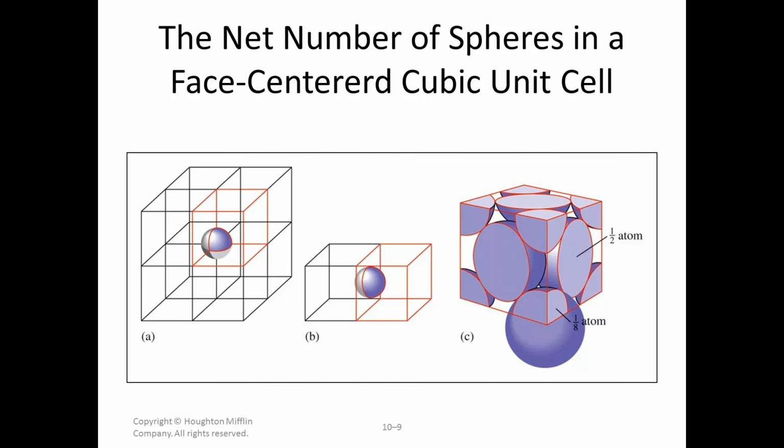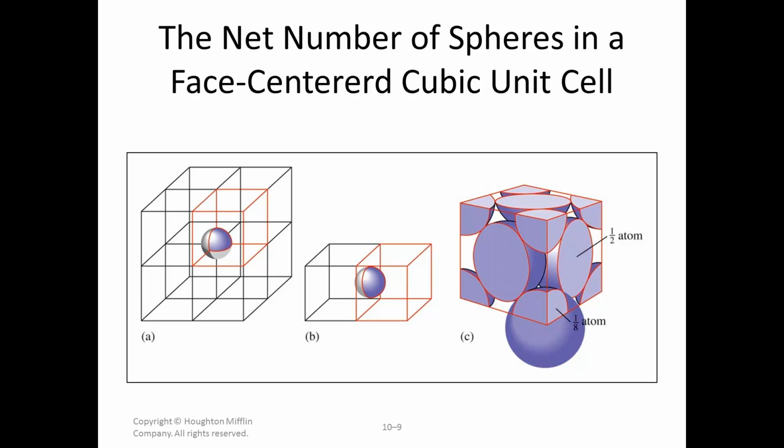Now it's important to be able to calculate the net number of spheres in a unit cell. So if we take our face-centered cubic unit cell, it has a sphere at each corner. Each of those corners is shared by 8 unit cells. So the sphere at a corner only contributes 1/8 of a sphere or atom for any given unit cell. The atoms at the face of a face-centered cubic unit cell occupy or contribute half of an atom to each of our unit cells.